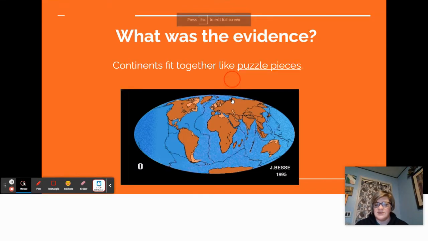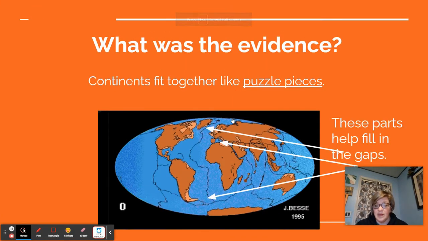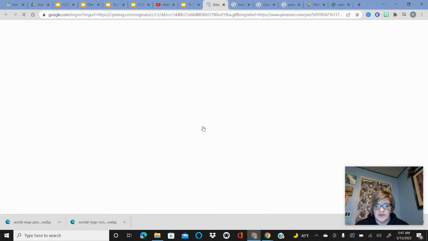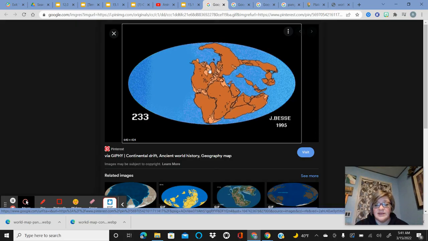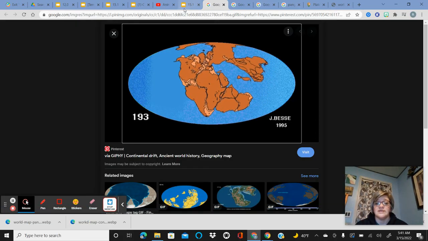The continents fit together like what? Like puzzle pieces. And you may have seen that. You may have noticed that they sort of fit together, especially things like South America and Africa. But there are kind of some missing pieces. If you noticed in that Pangea, it's called Pangea. Like these are filling in gaps that aren't there in the regular continents.